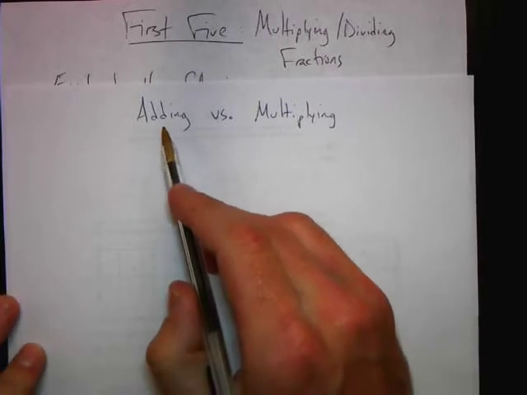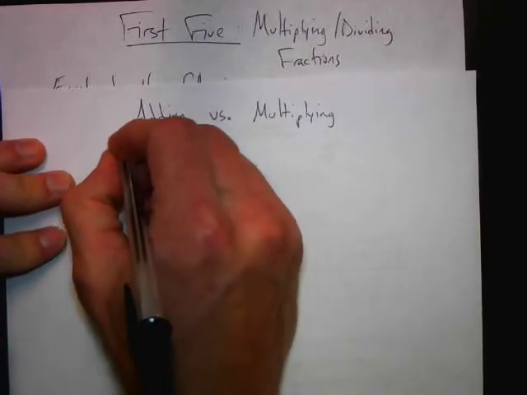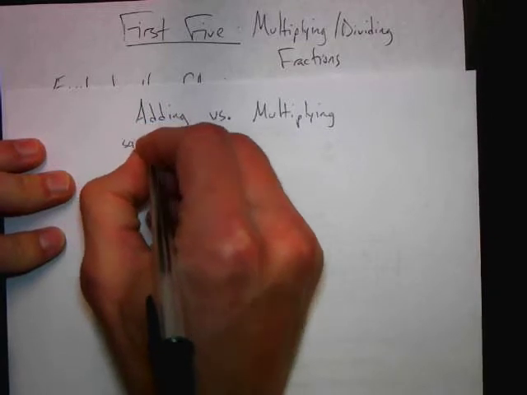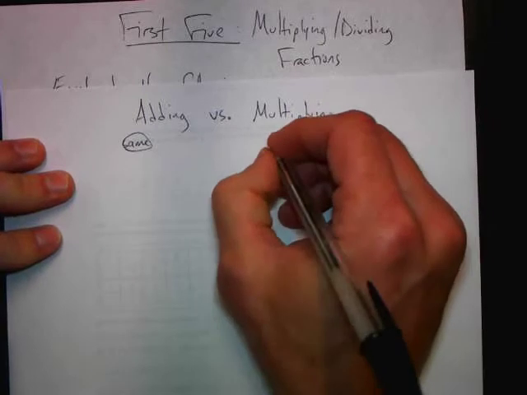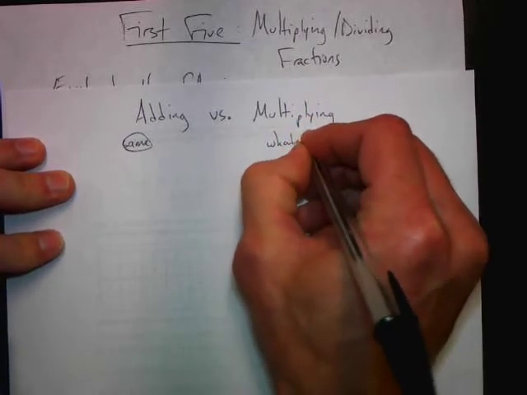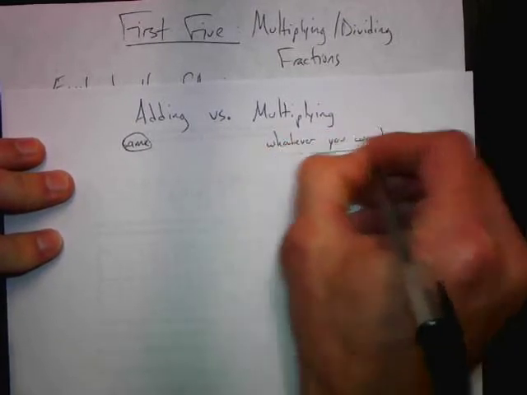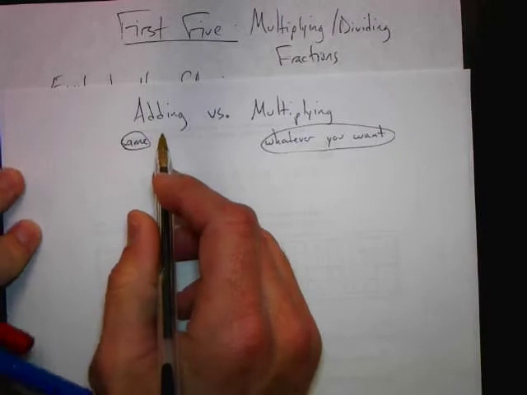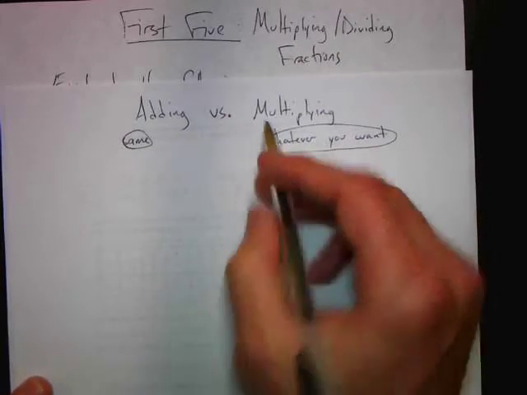Remember with adding, we were talking about you can only add the things that are the same. Okay, so we can only add and subtract things that are the same. Multiplying and dividing doesn't follow that rule. You can multiply and divide whatever you want. Okay, so that's a huge difference. You can multiply and divide whatever you want, but when you're adding and subtracting, you can only add or subtract the same types of things. So the rules for these two things are way, way different.